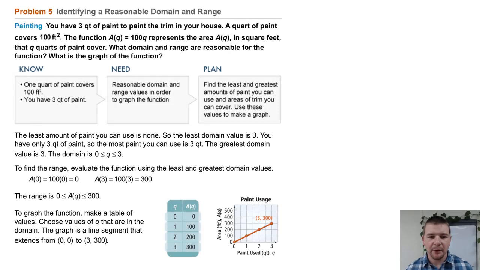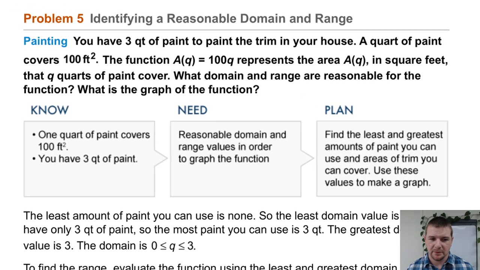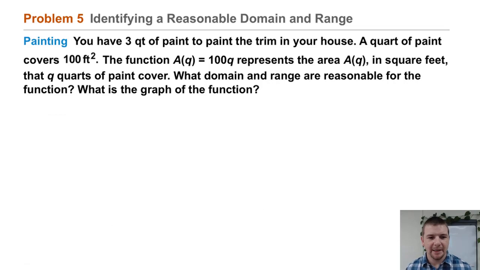Problem 5, identifying a reasonable domain and range. This one regards painting. You have 3 quarts of paint to paint the trim in your house. A quart of paint covers 100 square feet. The function A(Q) = 100Q represents the area, A(Q), in square feet that Q quarts of paint cover. What domain and range are reasonable for the function?